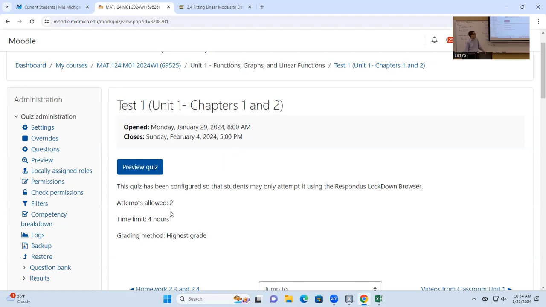You get 2 attempts, and each time you take it, it's timed. It's timed at 4 hours just so that people don't leave, but it shouldn't take you 4 hours. It'll take you like an hour to an hour and a half for most people. Each attempt will be different though. So it'll have different numbers, maybe a different scenario if it's a word problem like we've been doing. One of them may be population and the other may be birth weight, something like that.